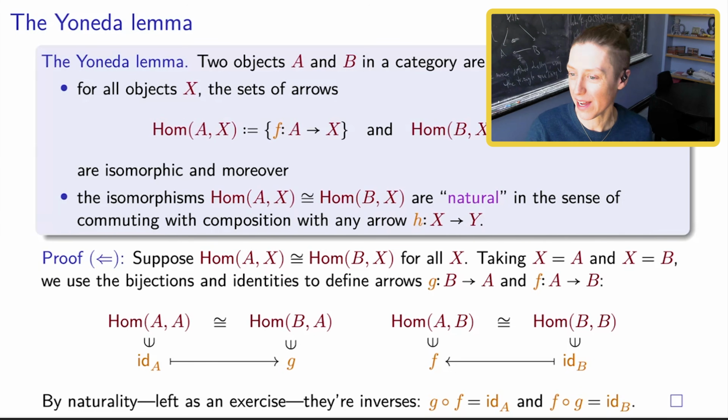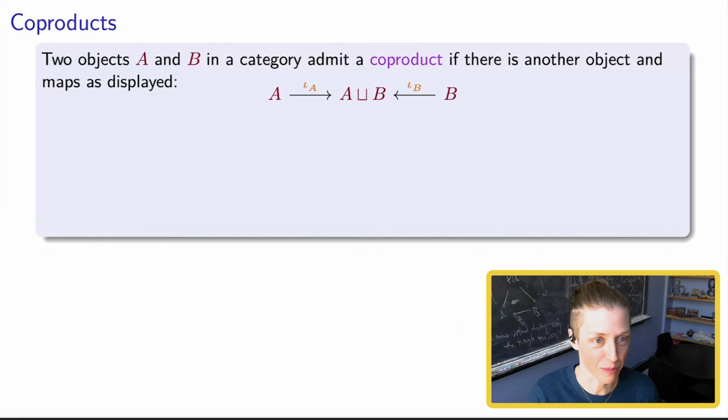Awesome. Great. Okay. So we're aiming to use the Yoneda lemma to prove a theorem about an isomorphism in a general category involving coproducts and left adjoints. So I need to explain what that is. So two objects in a category admit a coproduct if there is another object and maps as displayed. So here, A and B are my original objects in a category. There's a new object that I'm denoting sort of like A disjoint union B, or with a square-ish union symbol. So there's a new object here.